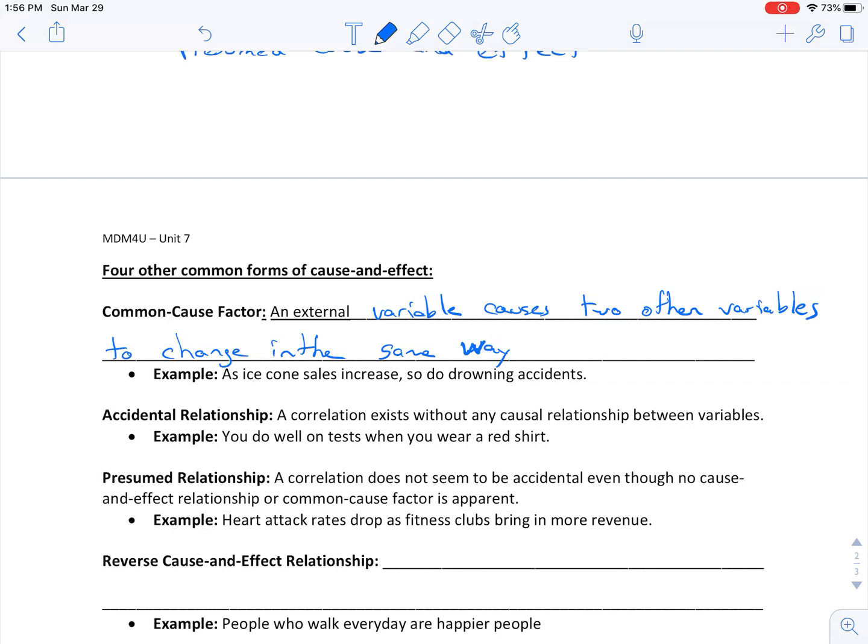So for example, the corn and apple harvest is changing in the same way, which is caused by some external variable. Another one might be as ice cream cone sales increase, so do drowning accidents. So they both are going up at a certain time, but there's an external variable that's common to both. So this is the common cause. So the external variable, again, might be just warm weather.